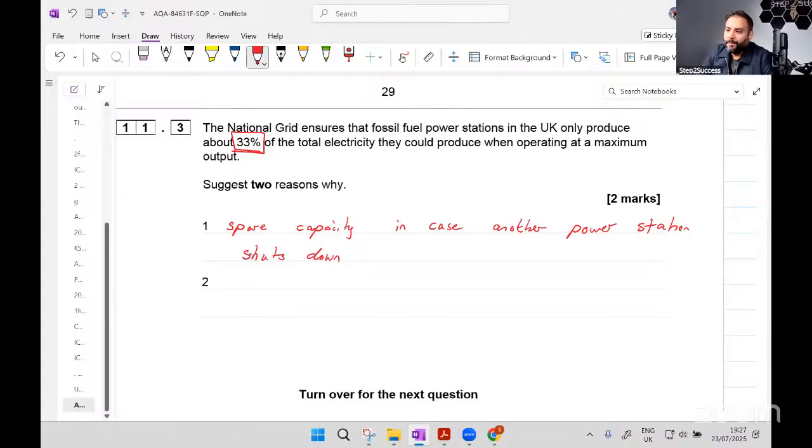And also, it preserves your fuel reserves. Remember, this is a fossil fuel power station. We don't just want to use up all the fossil fuel to make loads of electricity, even when we don't need it. Surely you'd reduce it when you don't need it as much. So it conserves your fuel reserves.